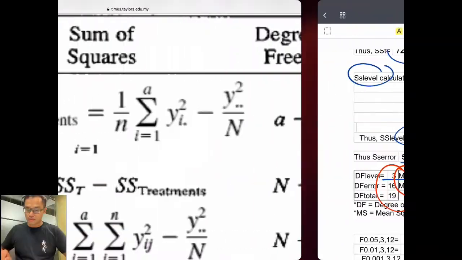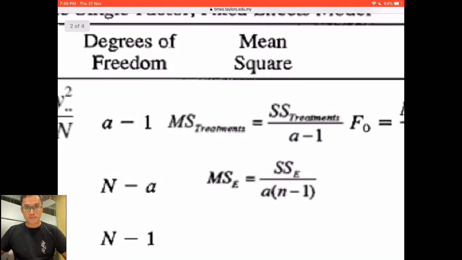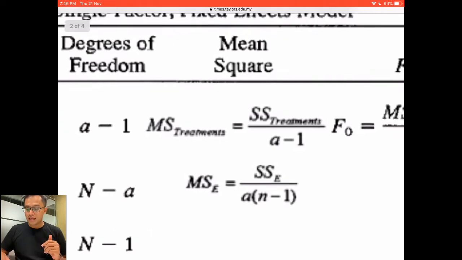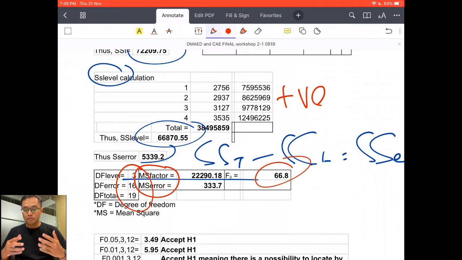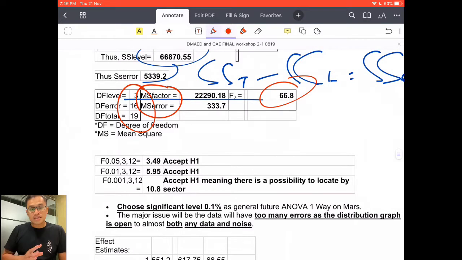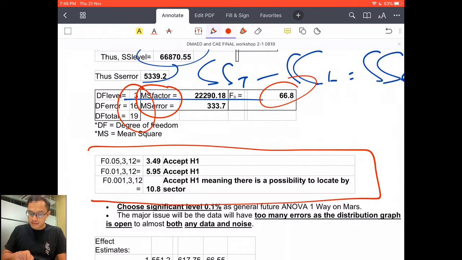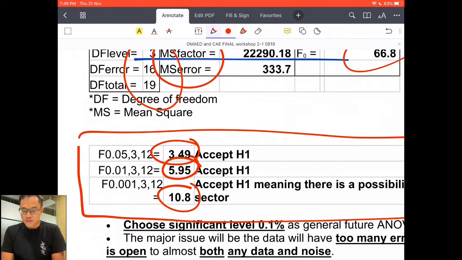Okay, let me go to this. The degree of freedom is given by these 3 and the mean square as well, right? If you have all the SST, SSE, and all the degrees of freedom, you can calculate the F0, where F0 is our final calculation. If you do this, you pass half of it. After that, since I didn't announce what our alpha is, you need to use all alphas. Okay, and you can see the ones that we get from the table are 3.49, 5.95, 10.8. So this comes from the table.